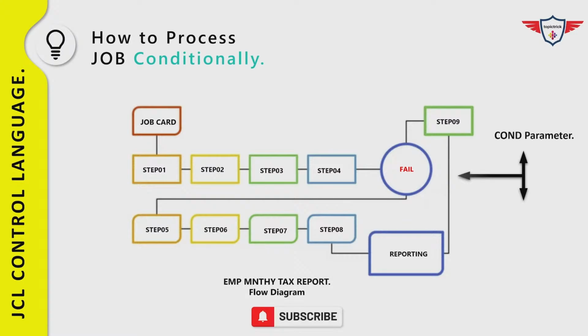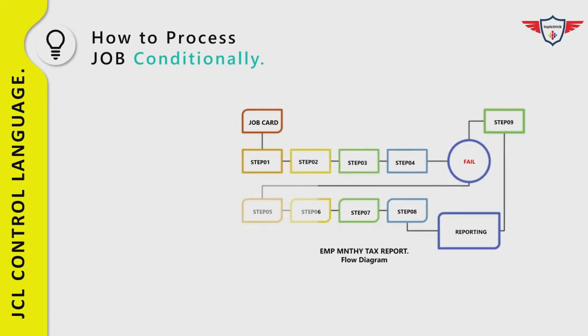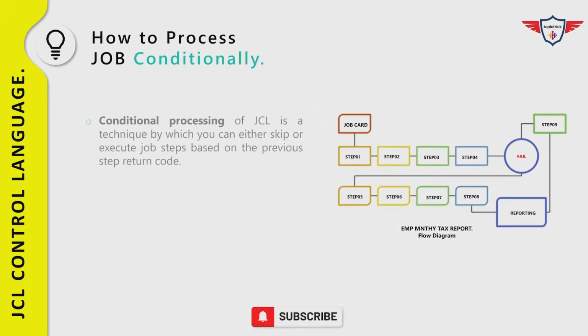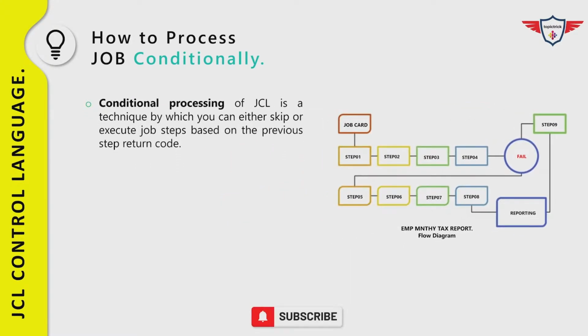So in the following example, I can very well execute step 09 based on the return code of any of the previous steps. So let's say if my job fails on step 04, even then I can execute step 09 based on the return code of step 04. Now let me quickly summarize the important points that we have discussed so far. And after that, I'm going to explain the syntax of the JCL COND parameter and the IF-THEN-ELSE statement.